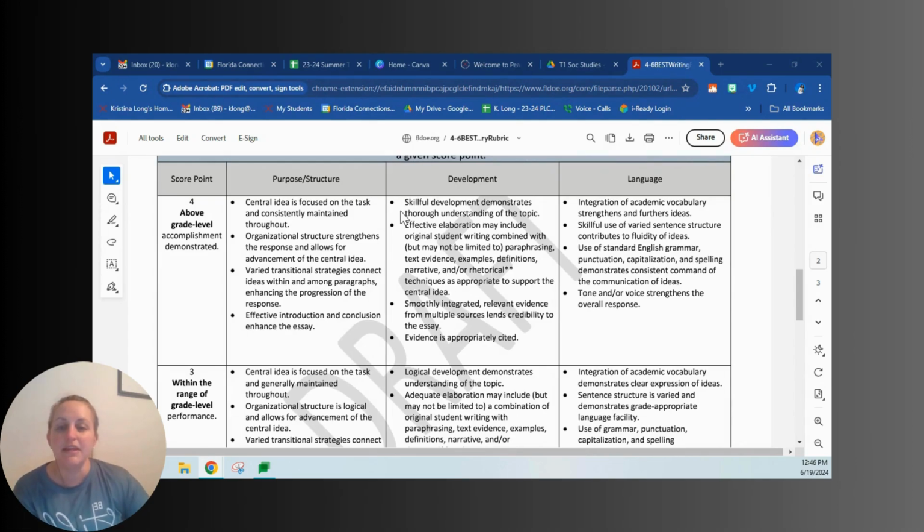Under development, skillful development includes a thorough understanding of the topic. Remember, maybe you don't know a whole lot about the space industry. Maybe you live up in Pensacola where you're not really seeing rockets launch. I happen to live on the Space Coast. I happen to live within about 45 minutes of where the rockets go off. So that has a big impact on me.